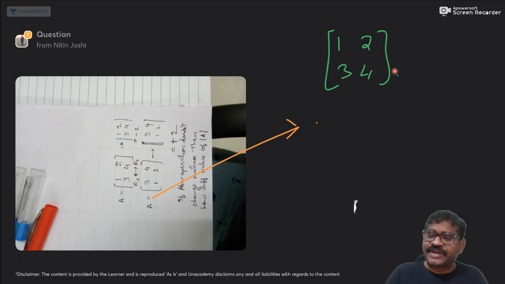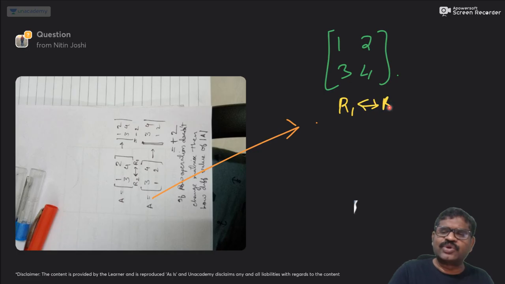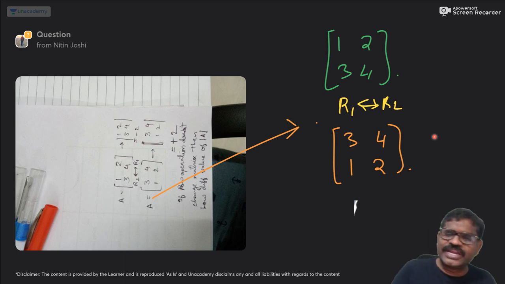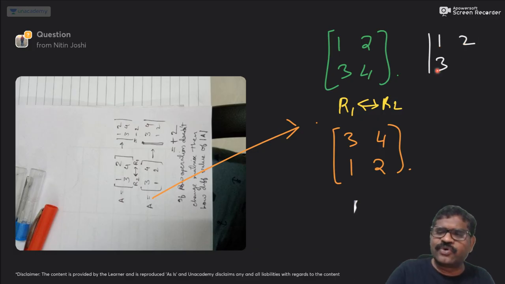If you would like to find rank, whether you interchange 1, 2, 3, 4 with 3, 4, 1, 2, no problem. You can interchange. R1 interchange with R2, no problem. Rank does not change. Suppose in determinant 1, 2, 3, 4, here determinant value is 4 minus 6, minus 2.